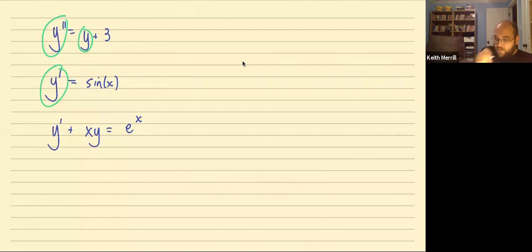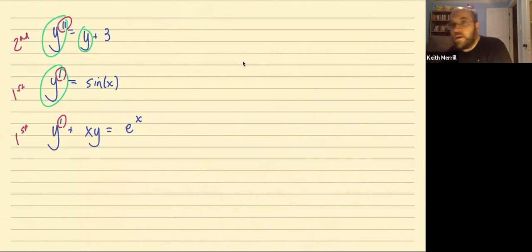The order of a differential equation is the highest order derivative that occurs. So this would be second order. This second equation would be a first order, and this one also a first order. And again, generally speaking, the order of the differential equation determines how difficult it is to solve, or what a general solution is going to look like.